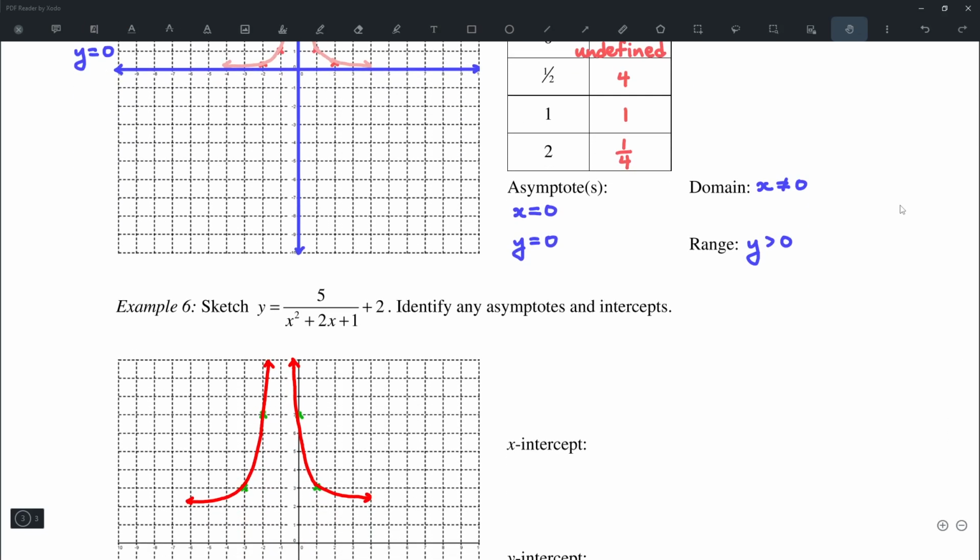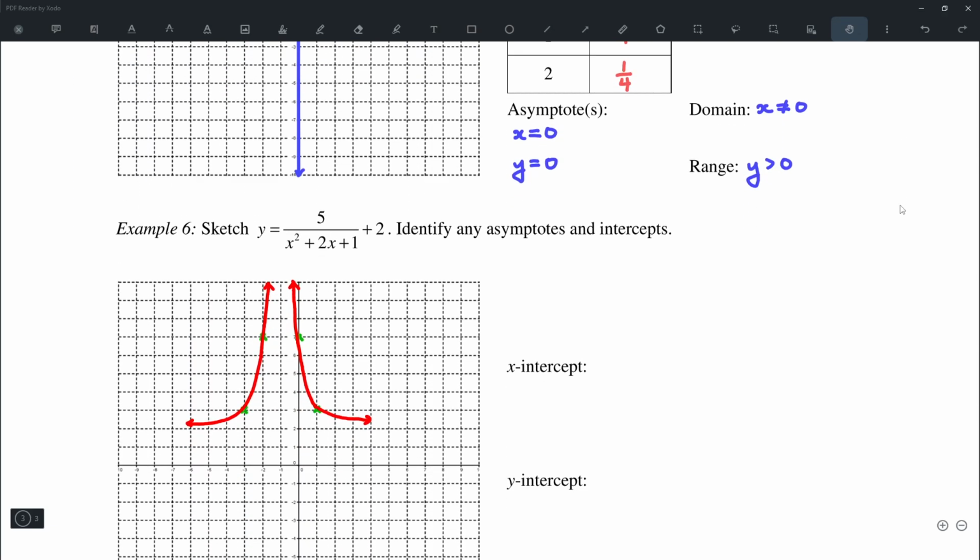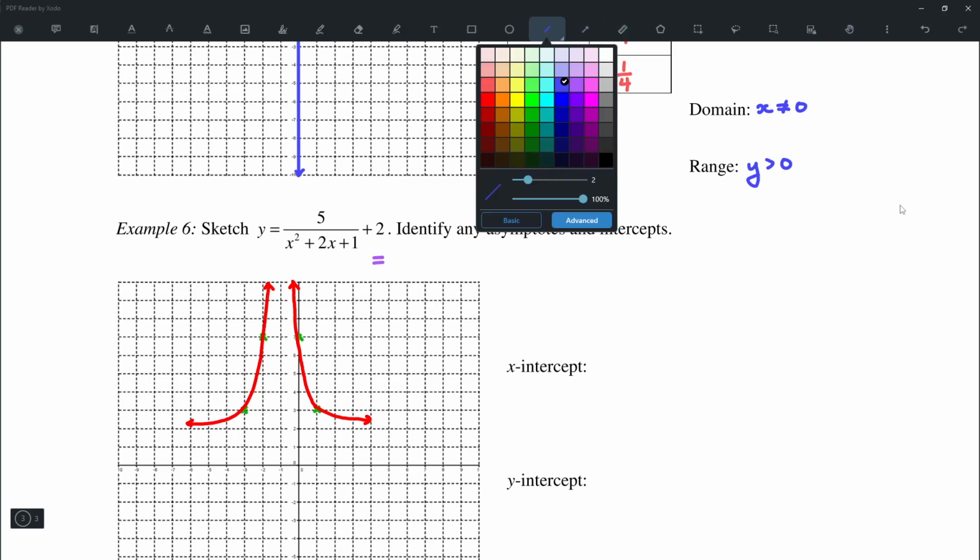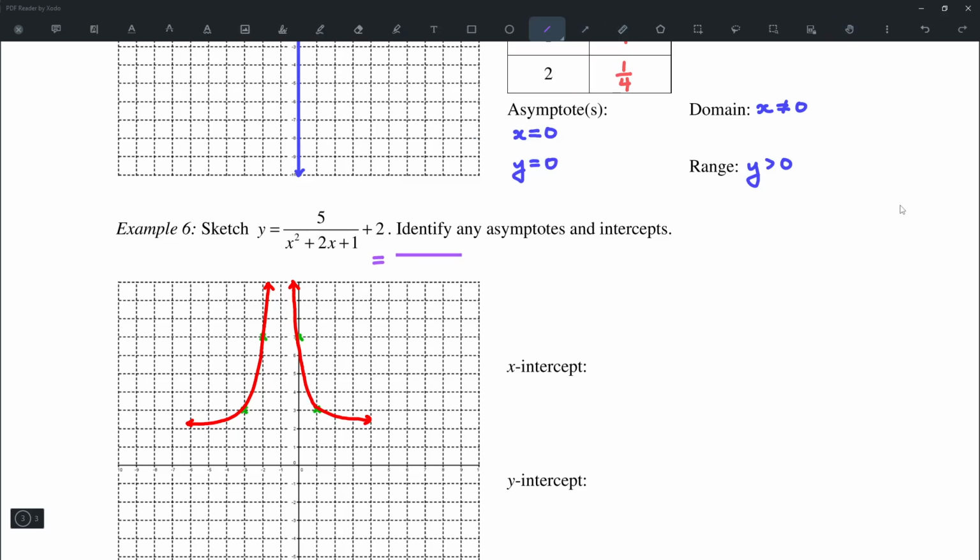One last example. So this is about transformation still. So we have y equals 5 over x squared plus 2x plus 1, and then plus 2 after that. So we can go ahead and factor the denominator. And what we would notice is that the denominator is actually just x plus 1 squared. So we actually can rewrite the function as 5 over x plus 1 all squared, and then plus 2.